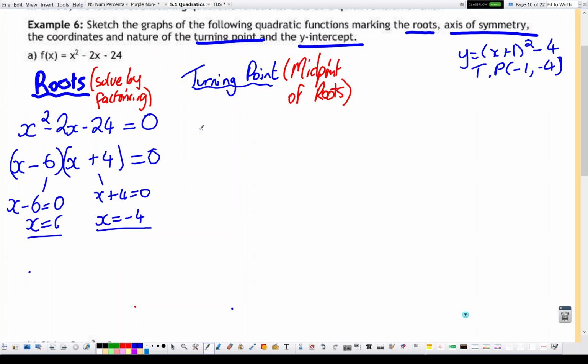That's going to get me the x value for the turning point. So the x value for my turning point is going to be -4 plus 6 divided by 2. So literally find the average of the two numbers. Add them together, divide by 2. That's going to get you what's right in the middle. That's just the mean of the two numbers.